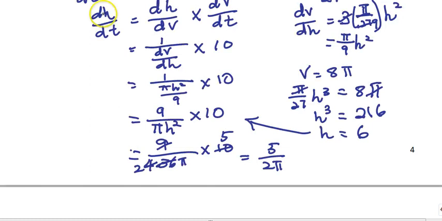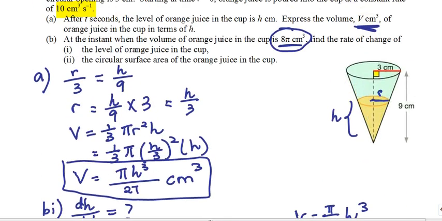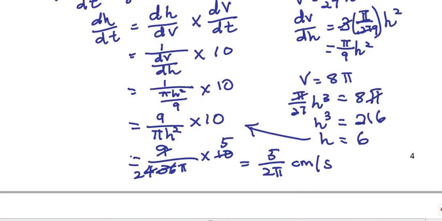And the units, remember, this is the rate of change of height, so it will be cm per second. So you can leave your answer as this, or you can work out what pi is. So this is the rate of change of the level of orange juice in the cup, which is h here. So we have found the answer, dH over dt is equals to 5 over 2 pi cm per second.